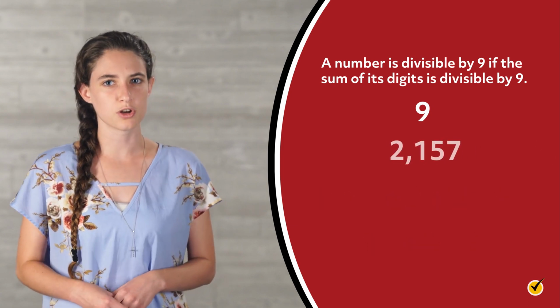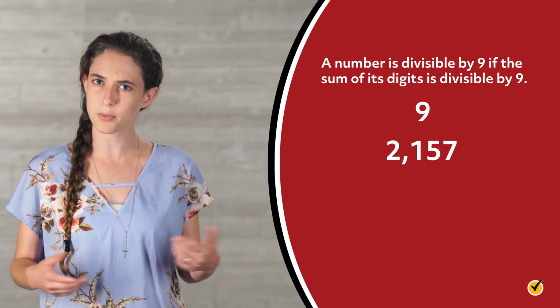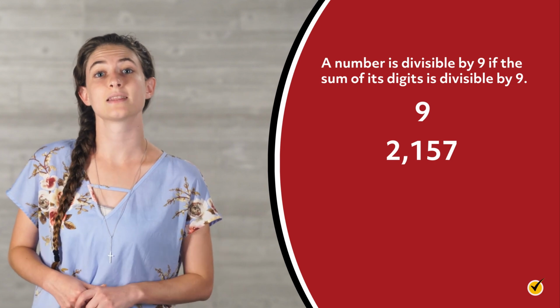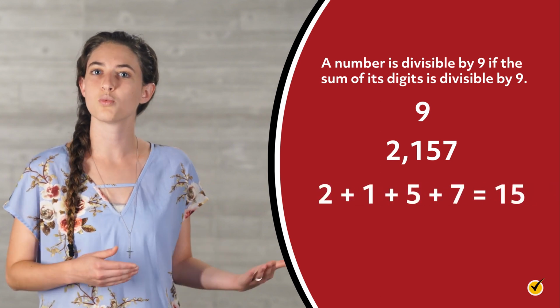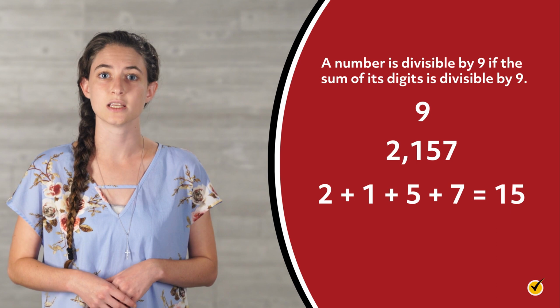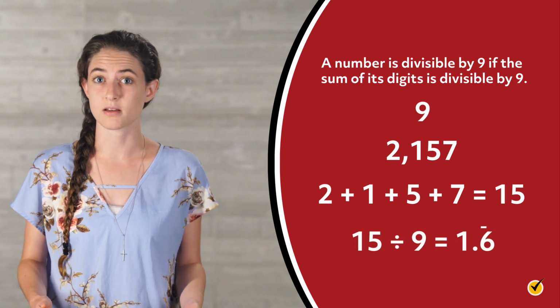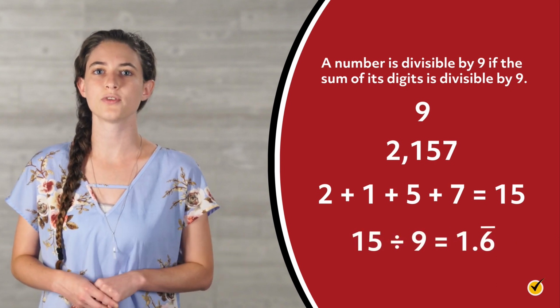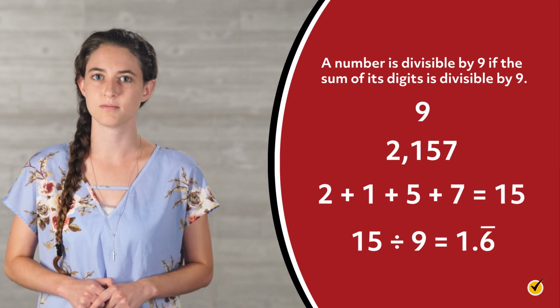What about 2,157? Is this number divisible by 9? Let's start by adding the digits together. 2 plus 1 plus 5 plus 7 equals 15, and 15 is not divisible by 9. Therefore, 2,157 is not divisible by 9.